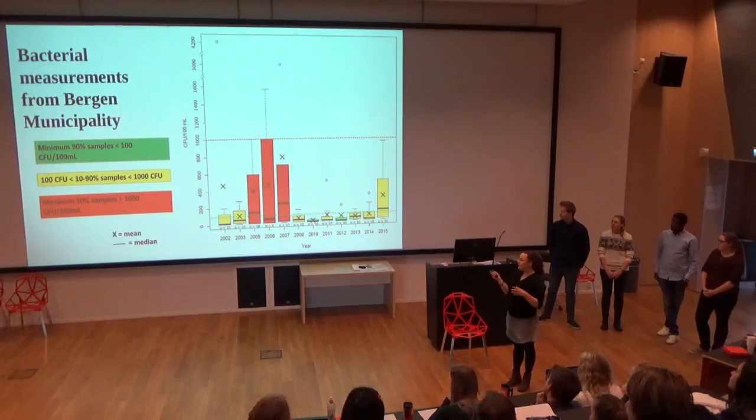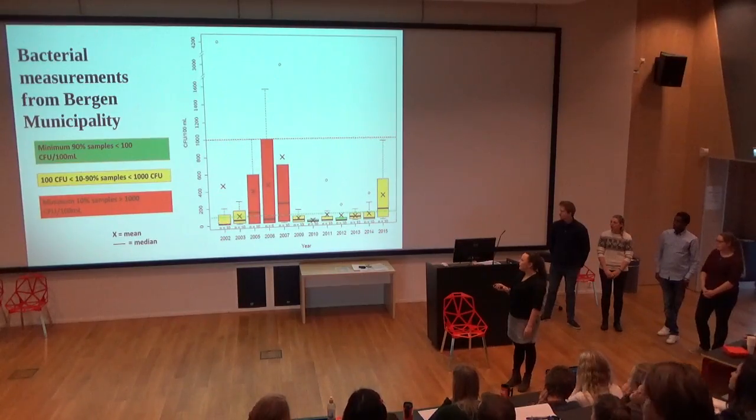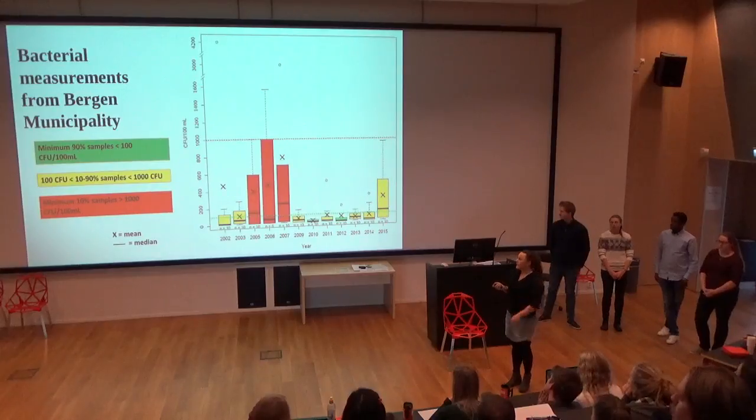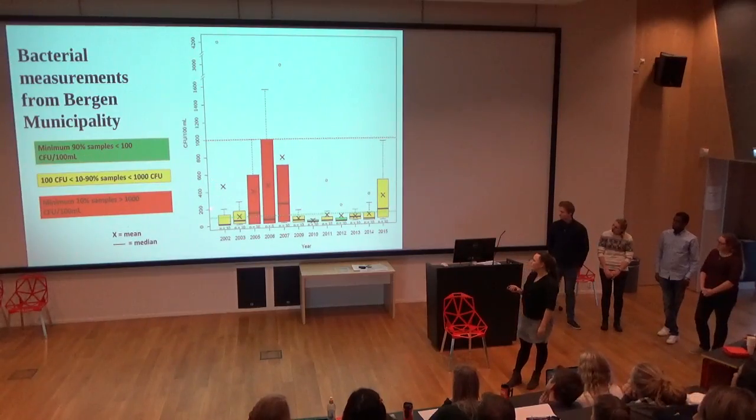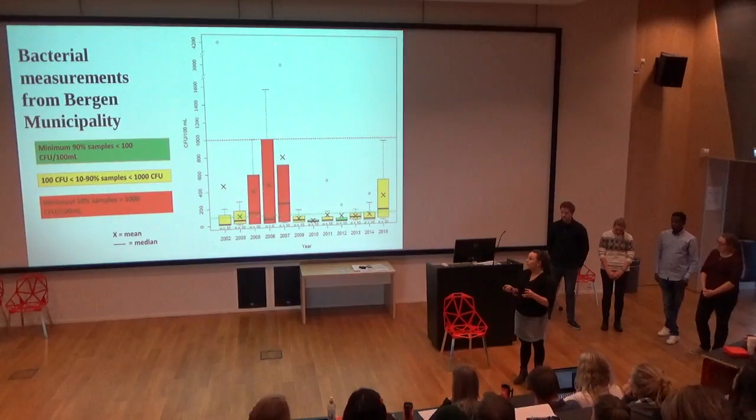And as you can see, the color here indicates the categorization done by the municipality. The X here marks the mean, and the bar marks the median. And as you can see, the mean and the median is not often within the same category given by the municipality, and there is a large variation within each year.